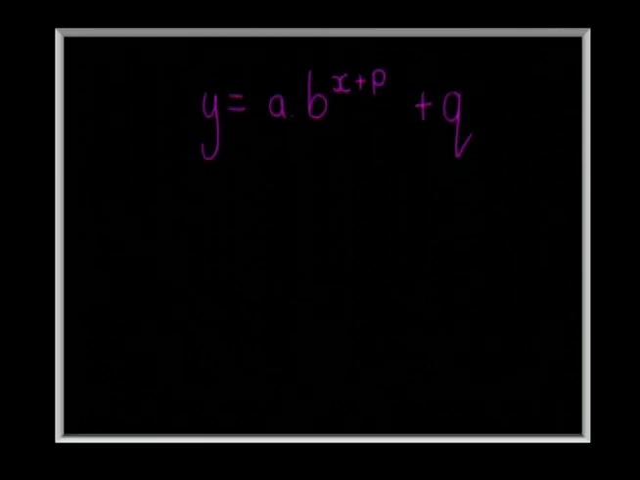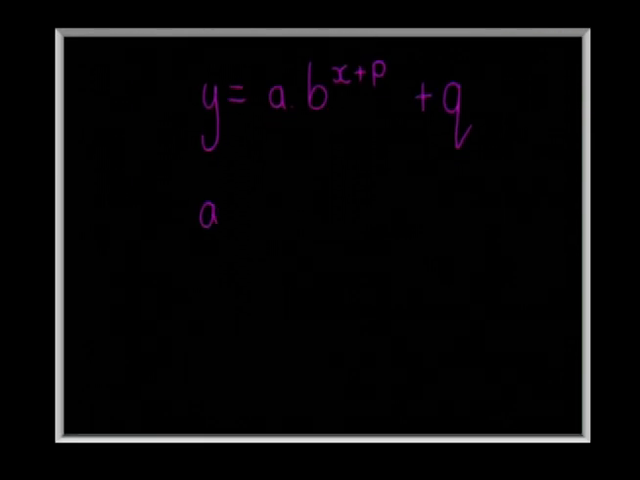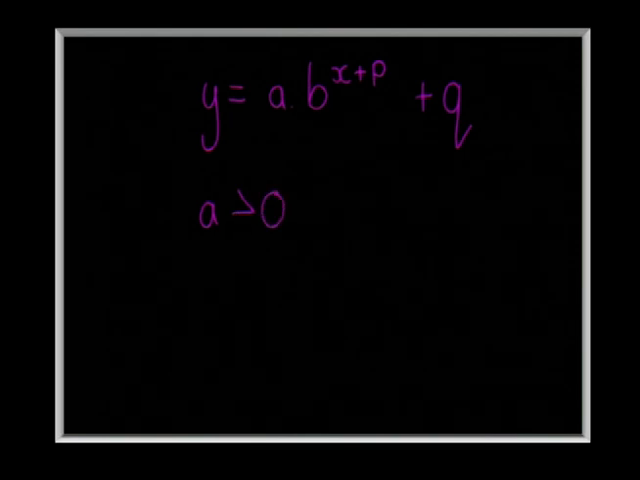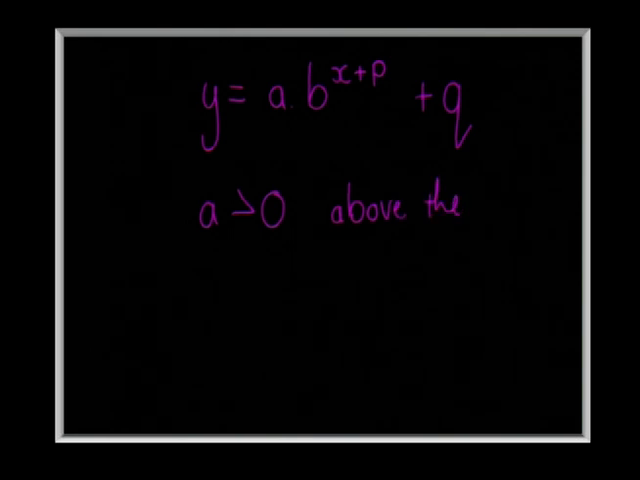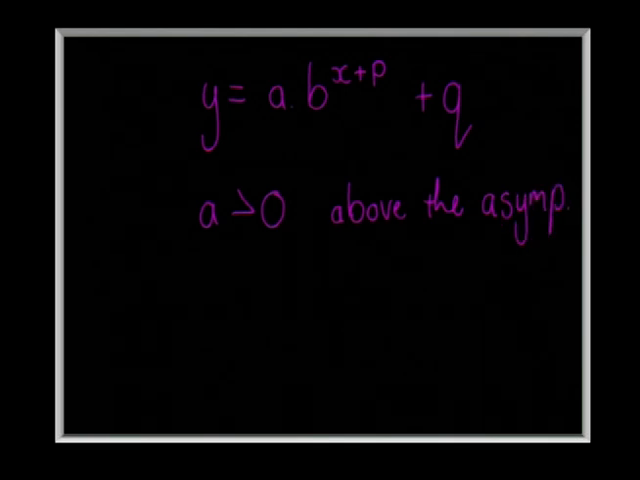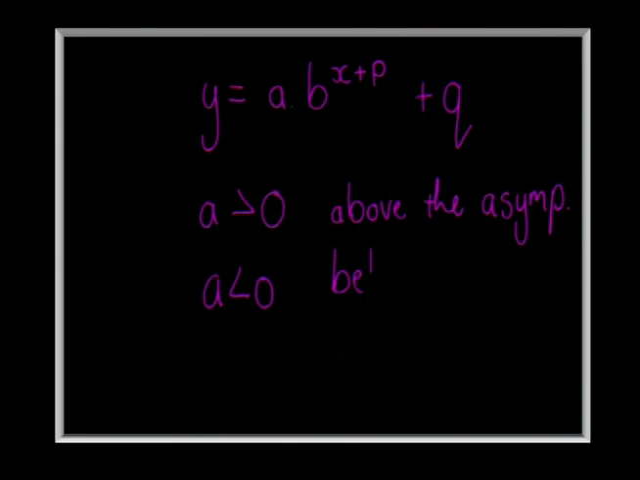Now a, in this case, tells us whether it is above or below the asymptote. If a is positive, in other words, if a is more than 0, it means that it will be above the asymptote. Let's abbreviate asymptote to just that. If a is less than 0, then it's going to be below. What this means is that if this is your asymptote and a is positive, your exponential function is going to be above the asymptote. If a is negative, then it's going to be below the asymptote.